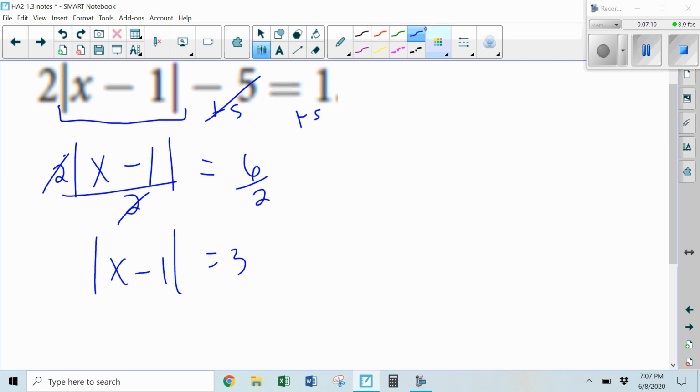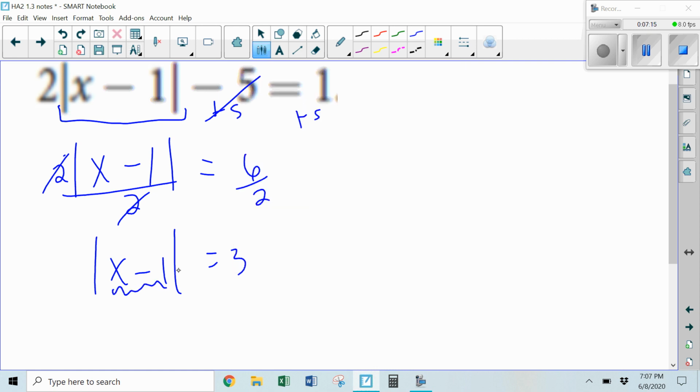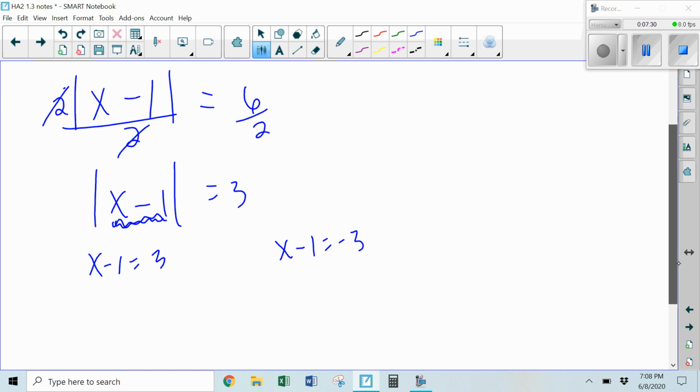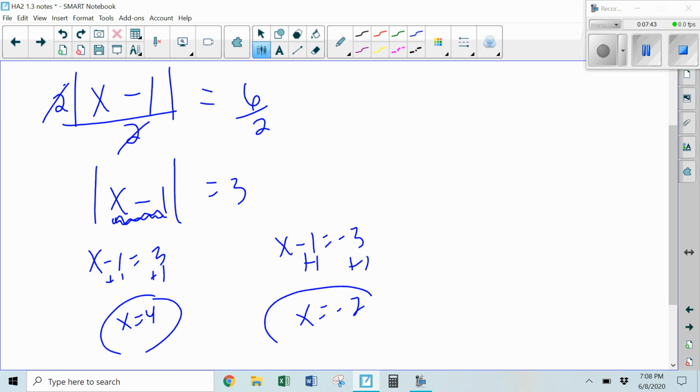As soon as you get it isolated, you know that this could be 3. That has a distance of 3 from 0. Or all of this could equal -3, because it also has an absolute value of 3. Again, that's when you drop the bars, once you set it equal to 3 and -3. Go ahead and solve each. Our answers are 4 and -2.